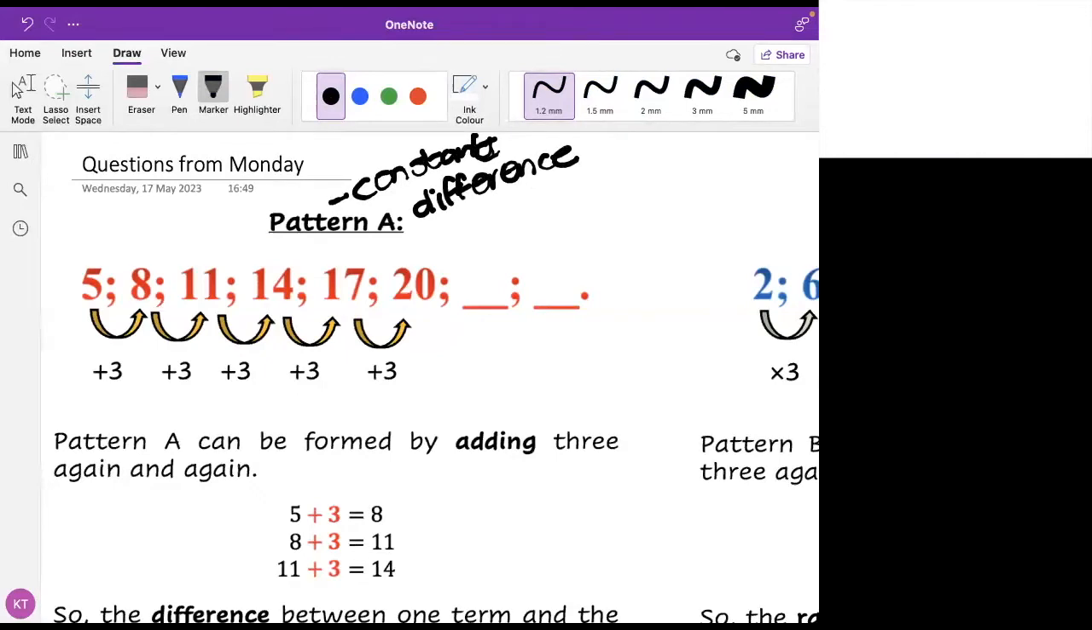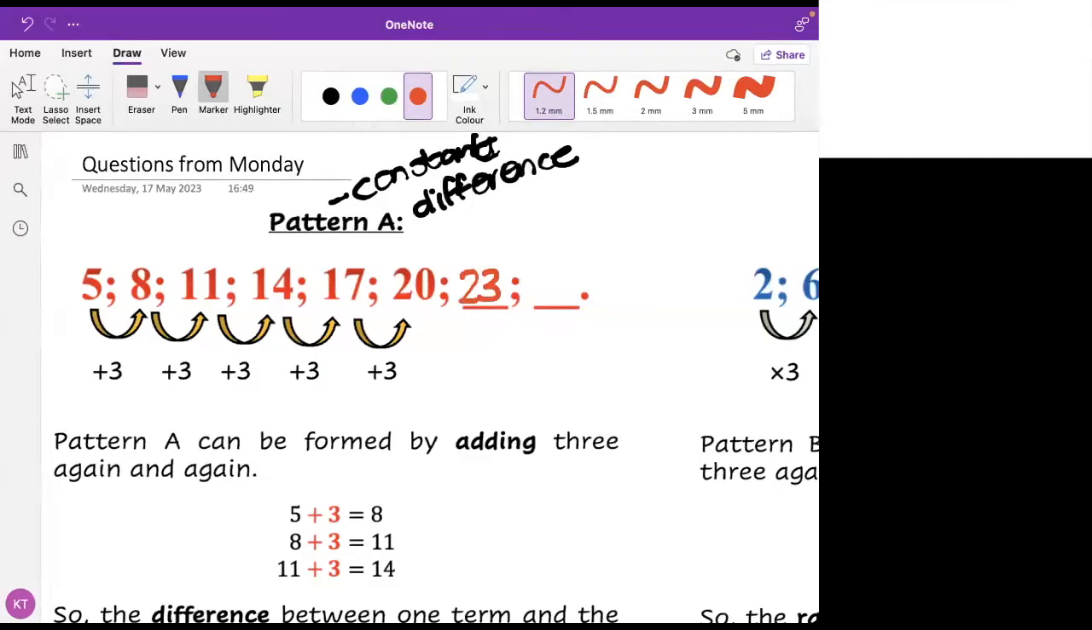So, for example, what does it mean if there's a constant difference? Well, the first one that we have up on our screen, we've got 5, 8, 11, 14, 17, and 20. So what do we see the constant difference is between those numbers? Well, the difference between 5 and 8 is 3. The difference between 8 and 11 is 3. 11 and 14 is 3, and so on and so on. So we know that there is a constant difference of 3. So if I'm looking at my next one now, I'm going to say 20 plus 3 will give me 23.